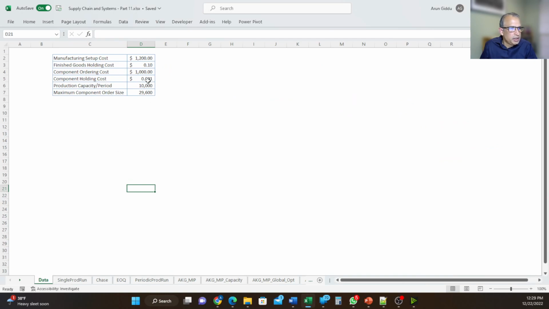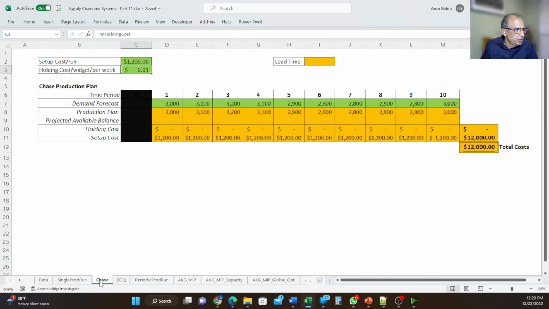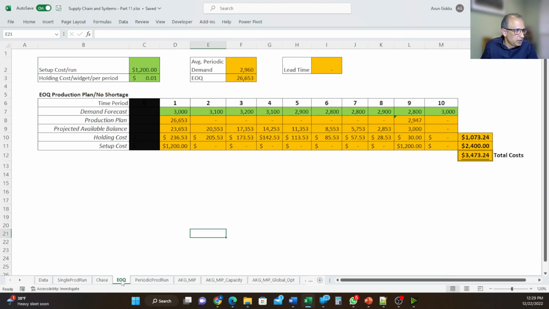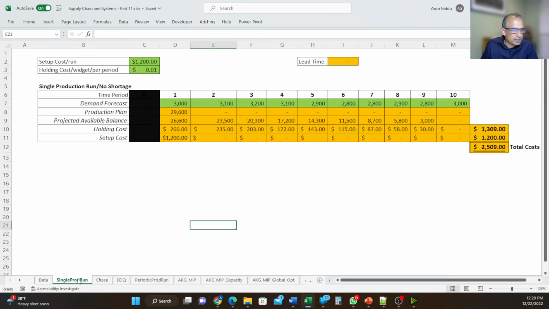So I changed the holding cost from 10 cents to 1 cent. And then here, the single production run is 2,509. Chase is 12,000. EOQ is 3,473. Periodic production run, which was the lowest, is now 6,149. So now single production run is the best.